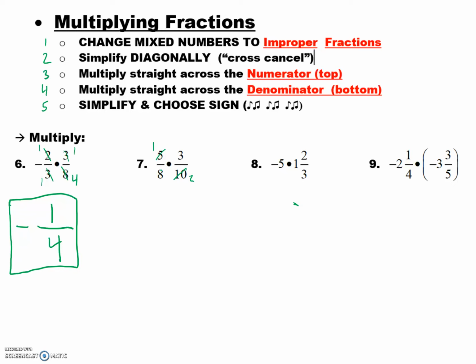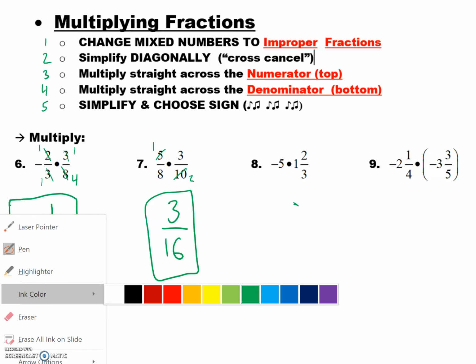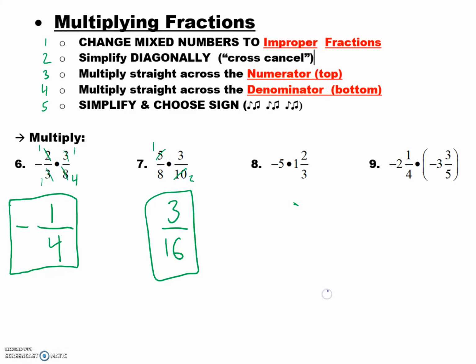All right, so now we multiply straight across the numerators. 1 times 3 is 3. Straight across the denominators. 8 times 2, not 8 times 10, 8 times 2 is 16. And notice these are both positive, so same sign, positive, and that's all we need. Great.